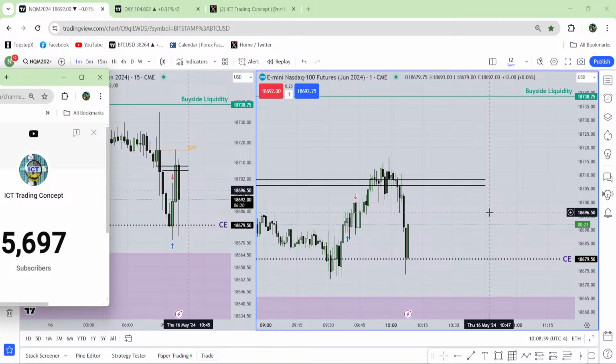So 18665.75 is the key level to watch. 18665.75.